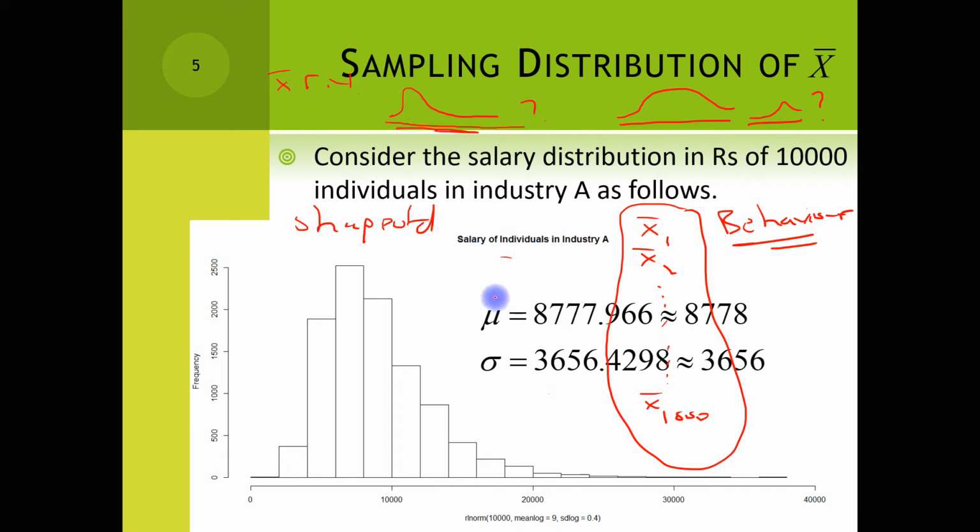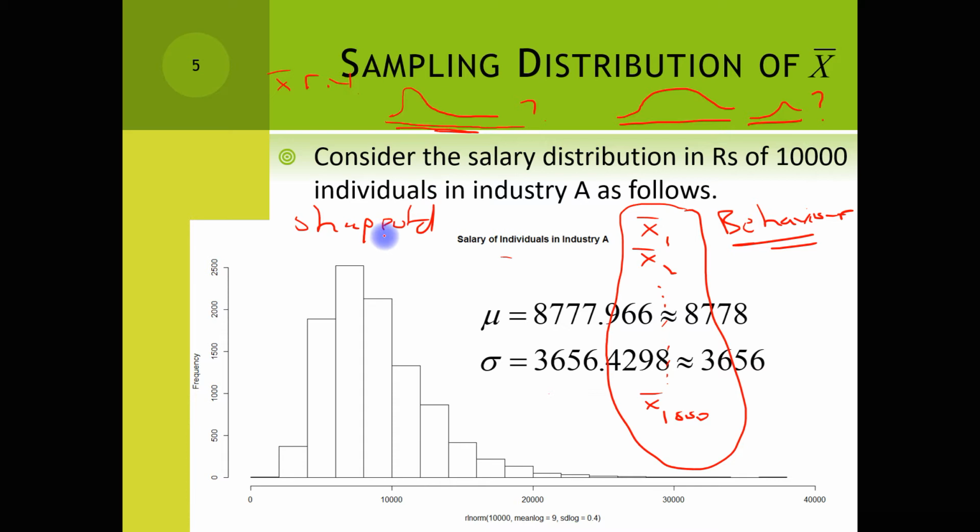Like for example, mu, we don't have a distribution for mu because it is a fixed value. There is only one population mean. There is no more than one. For the standard deviation as well, there is only one. But for the sample mean, you could have had many. This is why we have a distribution for it.